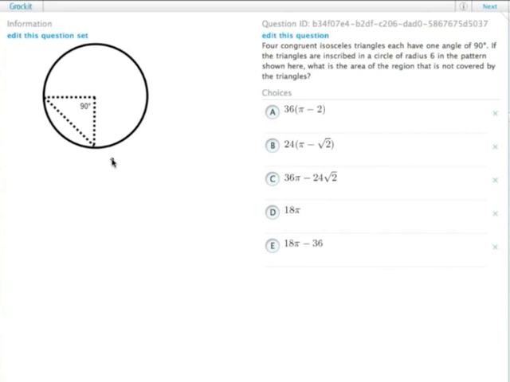Four congruent isosceles triangles each have one angle of 90 degrees, and they're inscribed in a circle of radius 6 in the pattern shown here. So we can go ahead and draw the rest of those in. Let's put this line here and this line here.